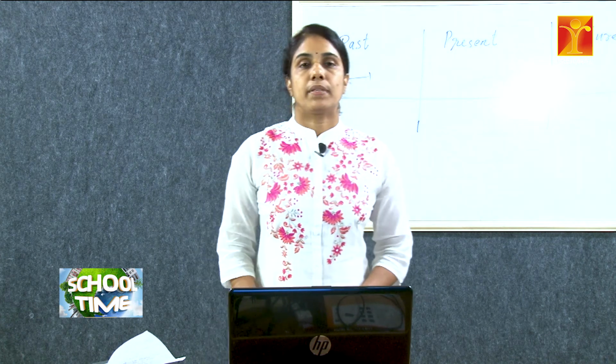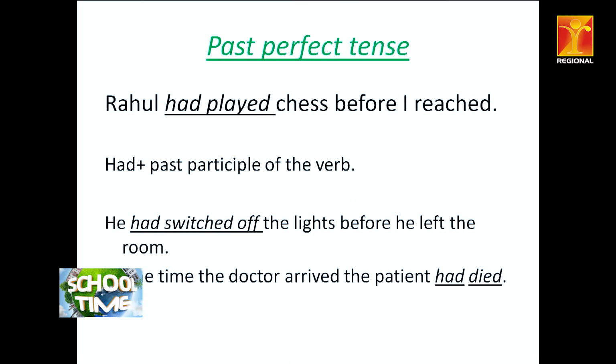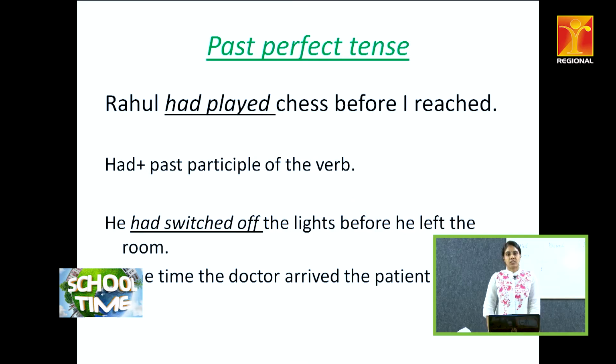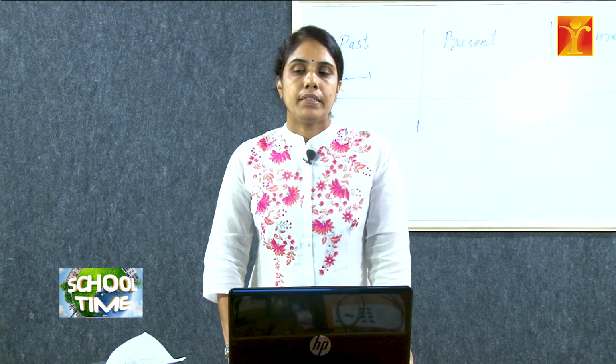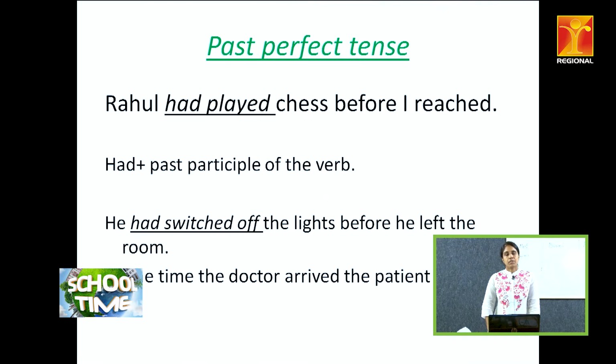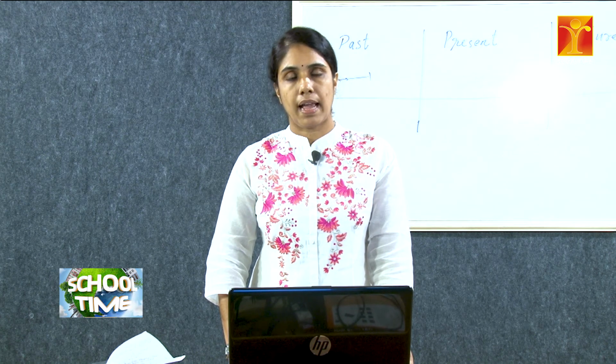Okay. Next one, the third of the past tense, the past perfect tense. The past perfect tense. Rahul had played chess before I reached. It is a sentence written in past perfect tense. Rahul had played chess before I reached. And we saw that we use the simple past tense for expressing an action that happened in the past, an action that took place in the past.